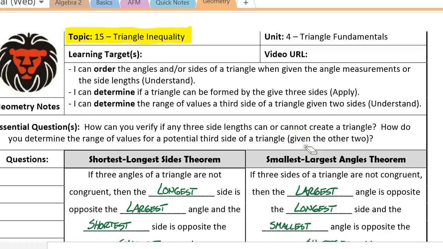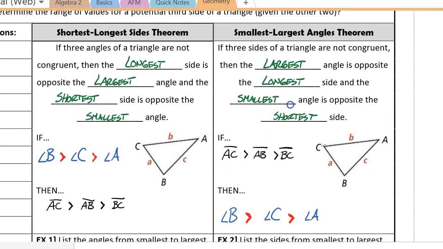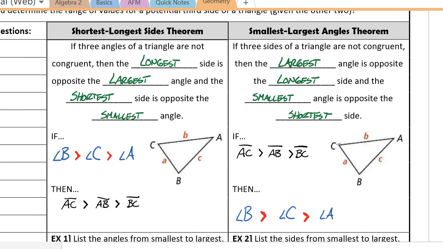Topic 15, triangle inequality. We're going to order sides and angles of a triangle given angles and sides. We're going to determine whether we can actually form a triangle from 3 given side lengths. And we're also going to determine a range of values for a third unknown side if I'm given 2 sides to begin with. Okay, start off with the shortest, longest, smallest, largest angle theorem, which is really an idea.